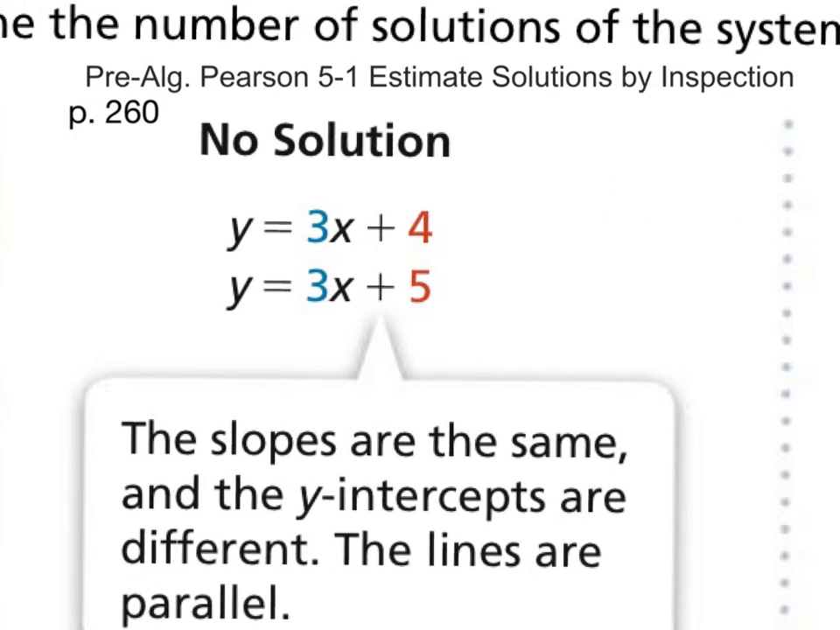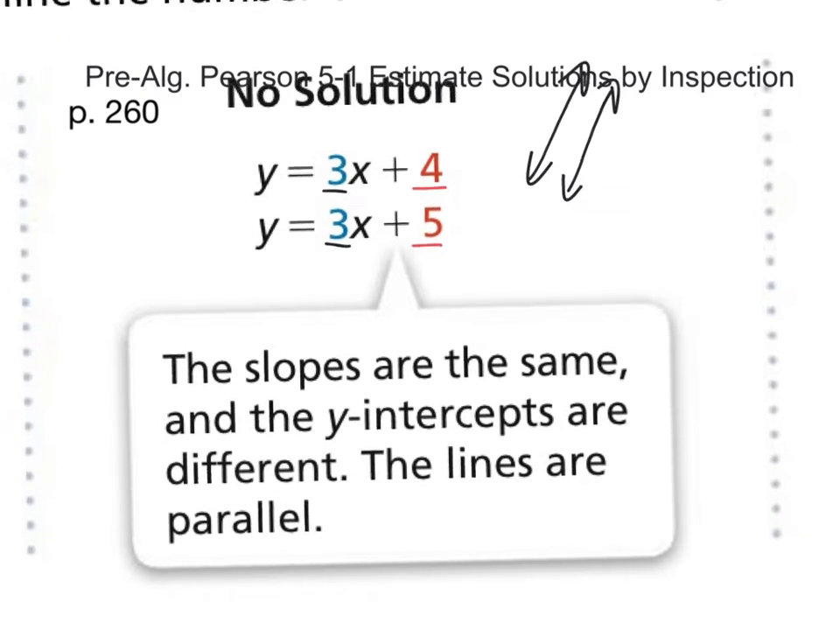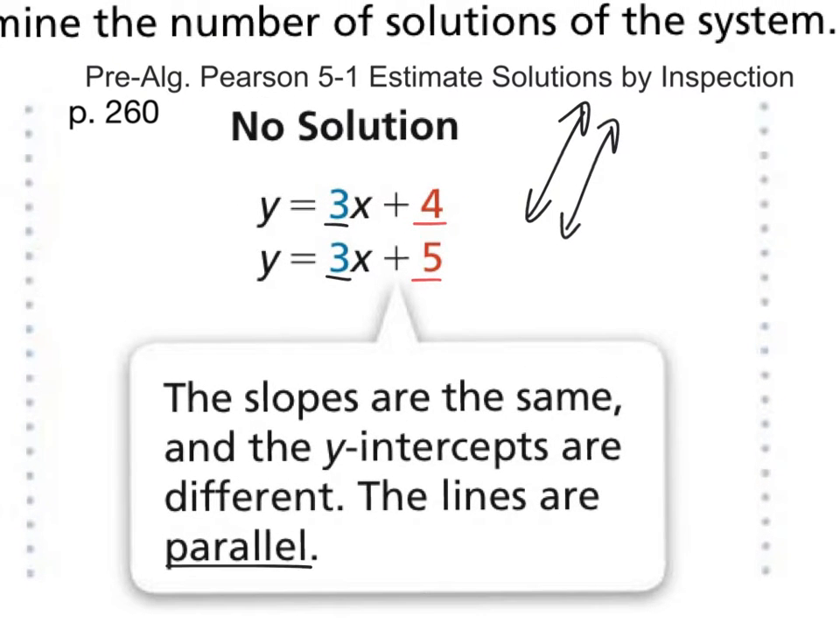In this next case, the slopes are the same, the y-intercepts are different. So they're going at the same angle as each other, but they have different y-intercepts. That means those are going to be parallel lines. And parallel lines never intersect, which means we have no solution.